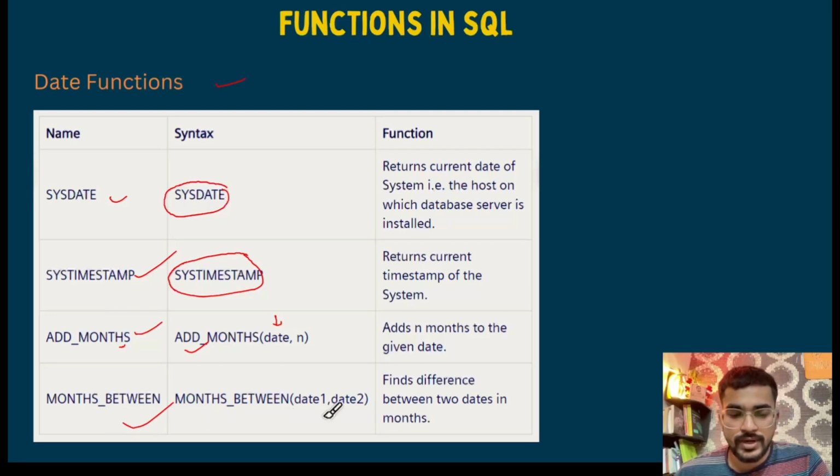Months_between: if you want to find the difference between two dates in terms of months. Let's say you have 23 April, the date on which I'm recording, and this is date 2, some previous date, let's say 22nd of March. In that case, what will be the month difference? That will be 1 actually. This is not the only way of finding the months between two dates, but it is one of the ways. So this is one of the functions that we have in SQL, months_between, which we can use to find the months between two dates.